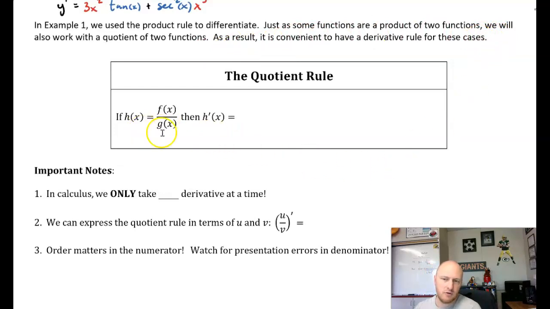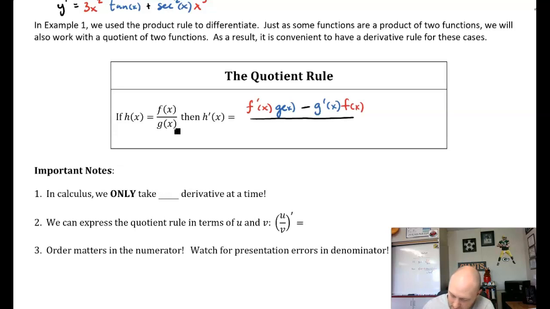So if I have a function where I have two functions being divided, h of x equals f of x divided by g of x, well, the derivative, h prime of x, is the derivative of the top, f prime of x, times the bottom, g of x, minus the derivative of the bottom, g prime of x, times the top, f of x, divided by the bottom squared. So here we have g of x, and this whole quantity gets squared. That is the quotient rule.